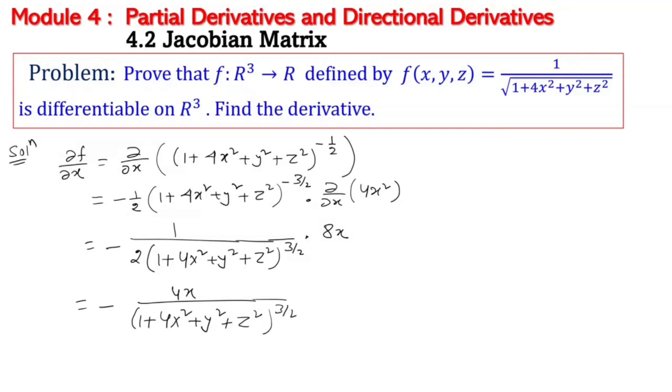And we can see that this is a continuous function, because on R3 this function is always defined, since the square root of 1 + 4x² + y² + z² is defined. So the denominator is never 0, and in the numerator we have only 4x, which is a polynomial. So it's a rational function where the denominator is never 0. So it's continuous.